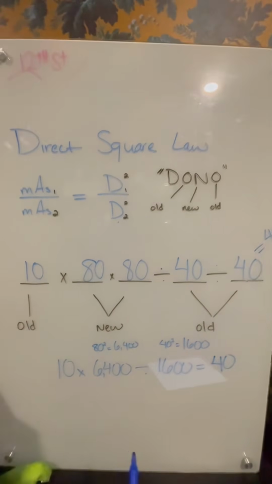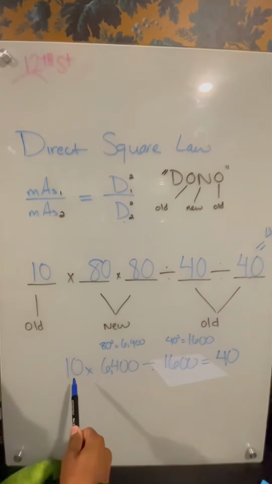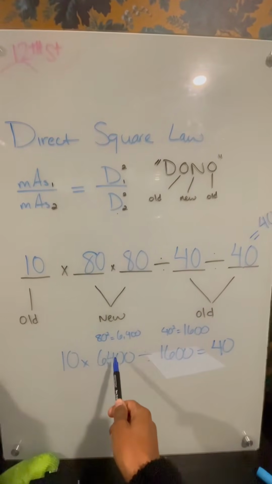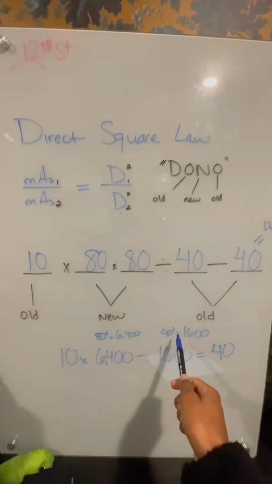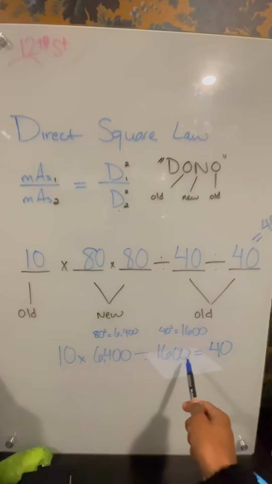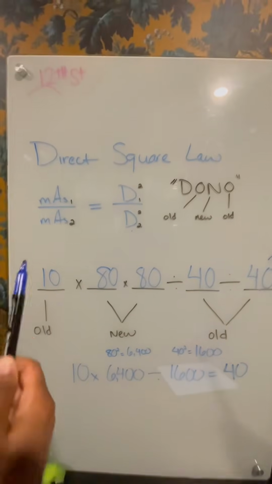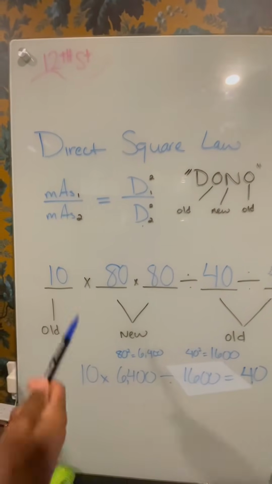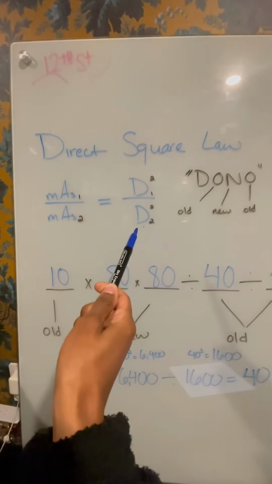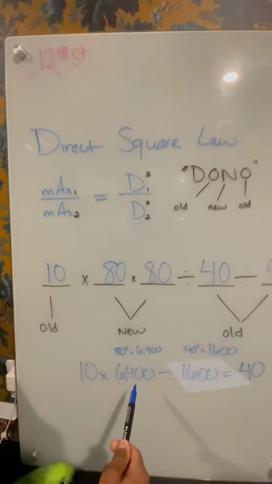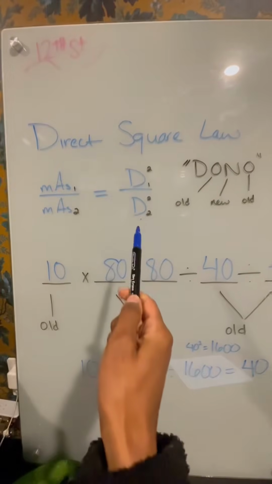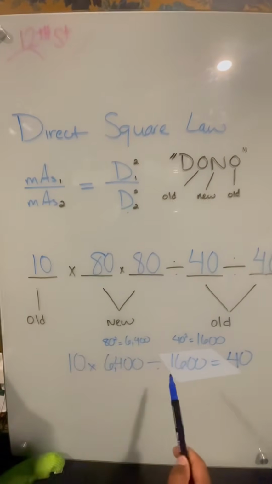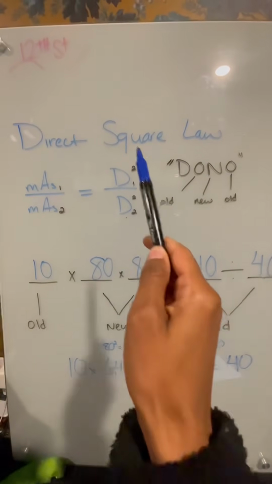It is the same as if you used the original mass, multiplied by 80 squared, the new distance, divided by 40 squared, the old distance, and it will equal 40. And remember the formula was original mass, right here. You cross multiply with the new distance, that was squared, here. You divide both old and new distances together, right here, to equal the new mass.